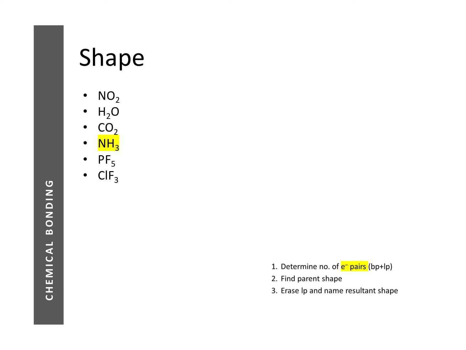For ammonia, ammonia has this particular Lewis structure. So if we look at it, there are 4 electron pairs. The parent shape will be tetrahedral. Tetrahedral looks like this. However, one of the electron pairs on nitrogen is actually a lone pair. So I'm going to erase the bond over here, and the resulting structure, I hope you can see, represents that of trigonal pyramidal.